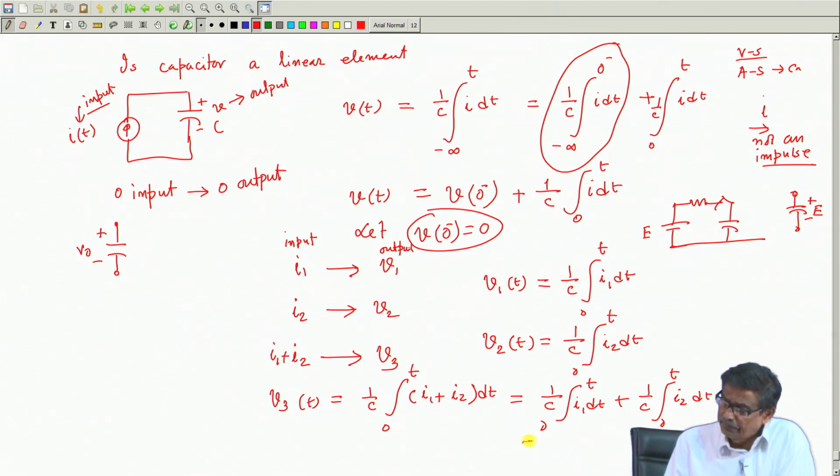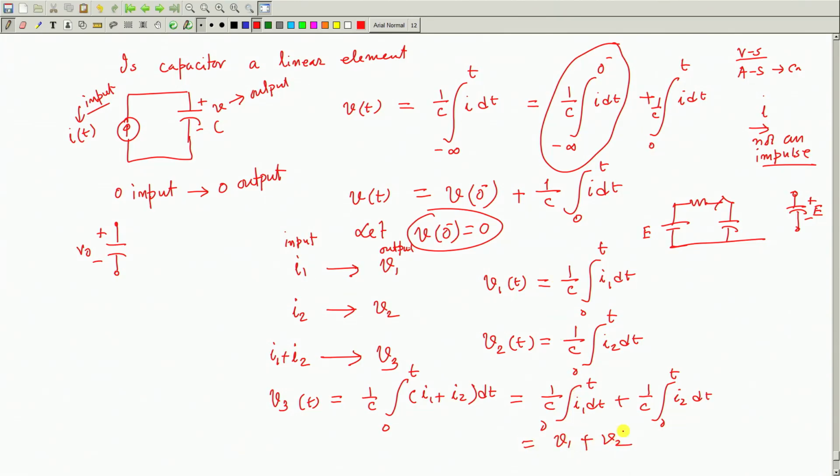But this one is nothing but V 1 and this is nothing but V 2. Therefore, a capacitor with V 0 minus equal to 0 must behave like a linear element, and superposition is holding good, nothing is better than that. However, if there is a non-zero V 0 minus, you can easily show superposition theorem will not hold good, is it not?